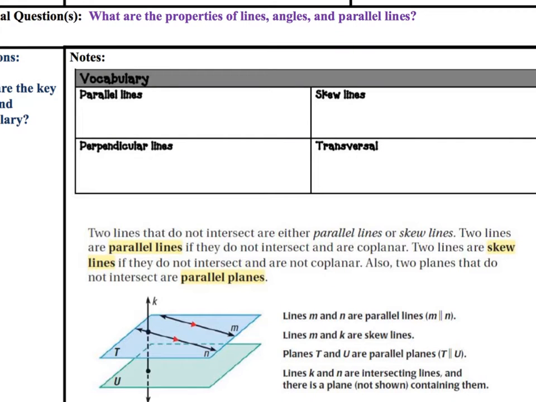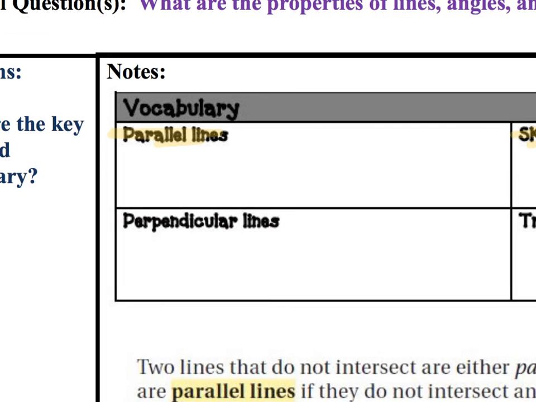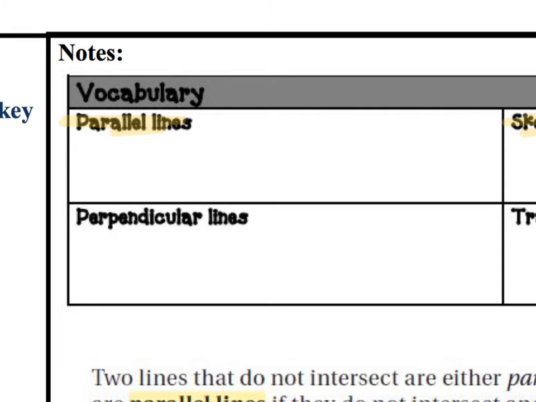And find the definitions for parallel and skew. Someone give me the definition of parallel lines. How about Brennan? What's the definition of parallel lines? Lines that do not intersect and are coplanar. Okay. So two parts to that: do not intersect and are coplanar.